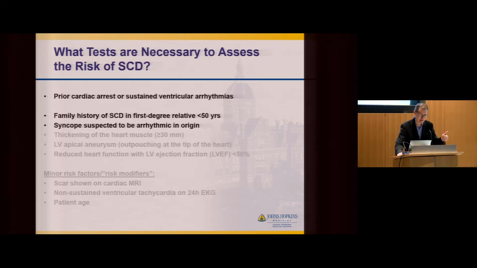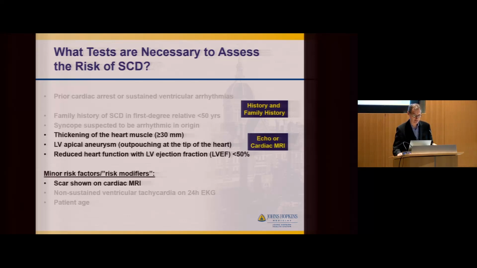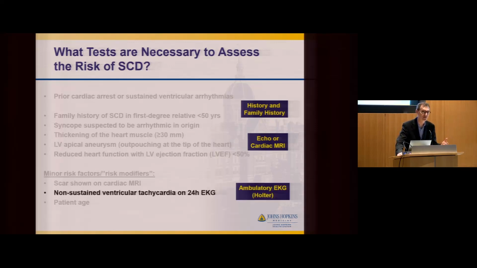So what tests are necessary to assess the risk of sudden cardiac death? Well, the prior cardiac arrest, the family history, and the syncope, so the passing out episodes, that's something that we can figure out just by talking to you and getting a good history. Imaging studies are equally very important. So it's either the echo or the cardiac MRI to look at the structure of the heart, to see whether your heart is strong, whether it's too thick, whether you have an apical aneurysm, whether there's scar on the cardiac MRI. And then we do ambulatory ECG monitoring. So we record this ECG over prolonged periods of time to see whether you have these brief runs of non-sustained VT that are concerning, that would signal that you're at high risk of developing a dangerous rhythm.